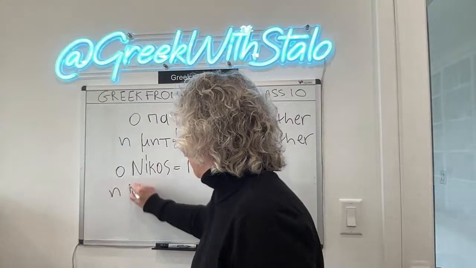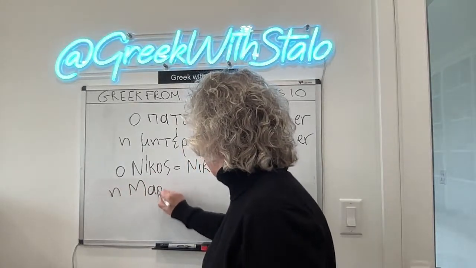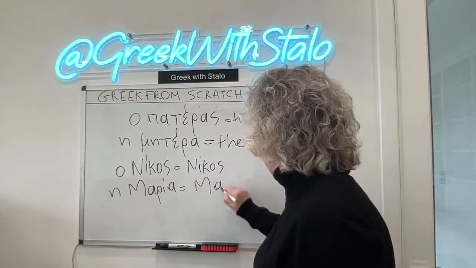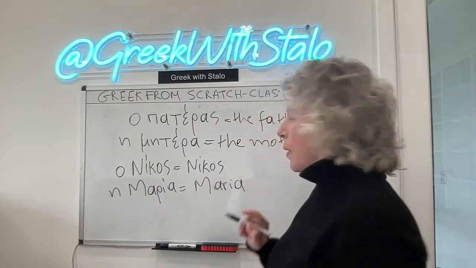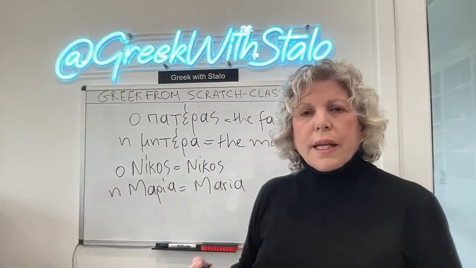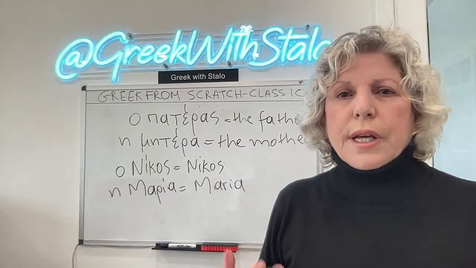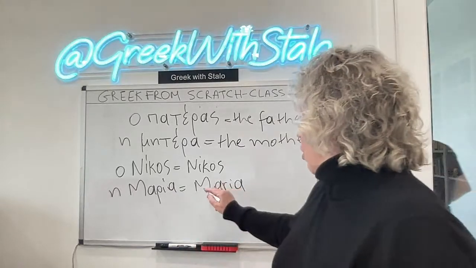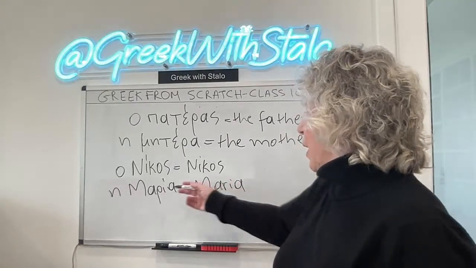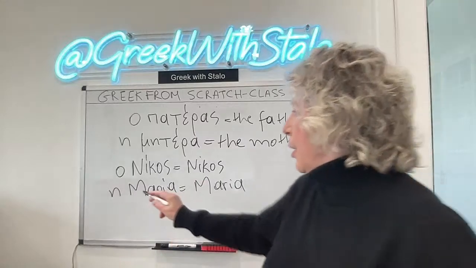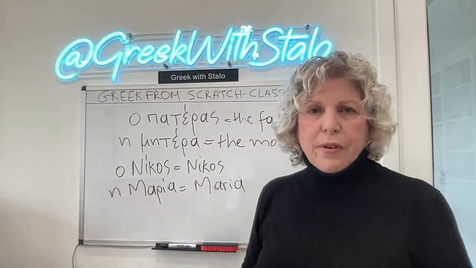Or η Maria. Again, Maria in Greek, in English, wouldn't need an article. We don't use an article in English with proper nouns. So Maria would just be Maria in English, but in Greek, you have to use the definite article.